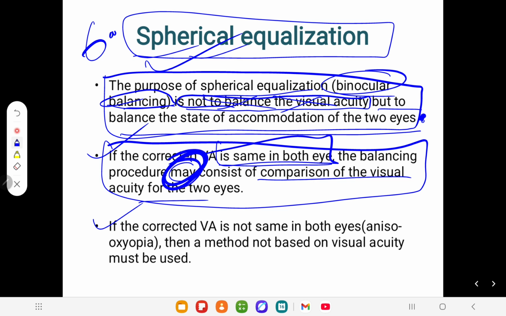If the corrected visual acuity is not the same in both eyes, that is anisoaxiopia, which means a difference in visual acuity, then the method of non-balanced visual acuity must be used. So if the visual acuity of the two eyes is not equal, in that case we don't rely on the visual acuity based procedure. It's quite important to understand. If both eyes have different visual acuity, that condition is known as anisoaxiopia, which is a frequently asked MCQ question.